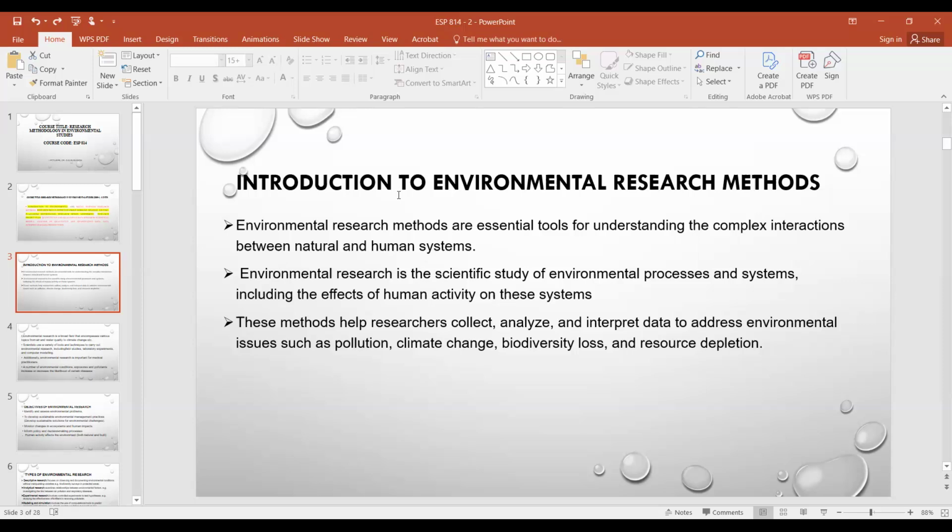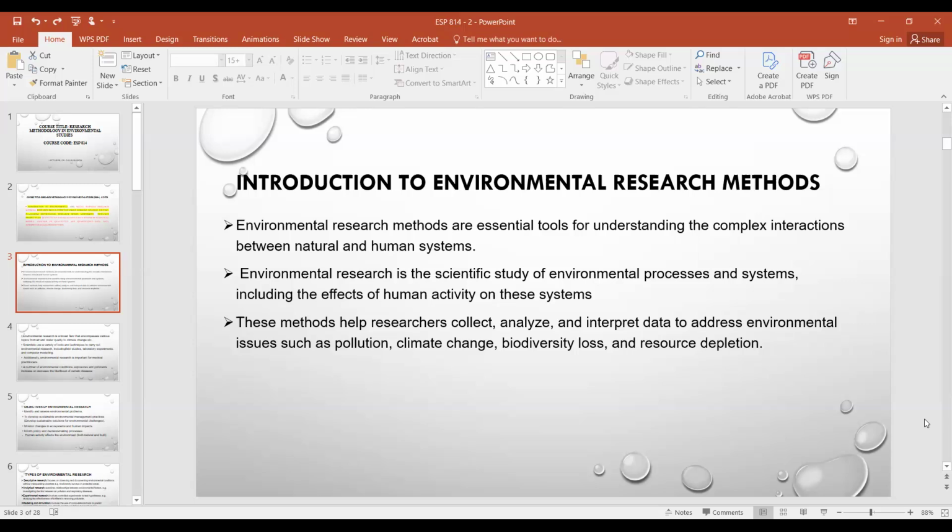So let's do introduction to environmental research methods. So what is environmental research method? The methods for environmental research are essential tools which enable us to understand the complex interactions between our natural environments and our human systems, and indeed every other living thing. We have the lakes, we have the rivers, we have the air, we have different biodiversity that are natural to our ecosystems.